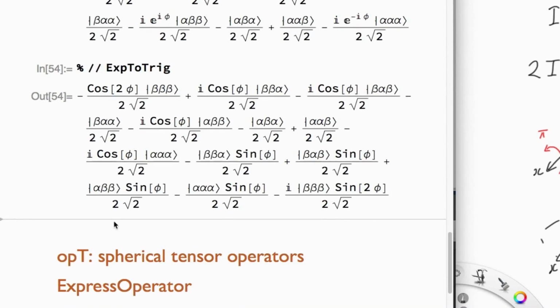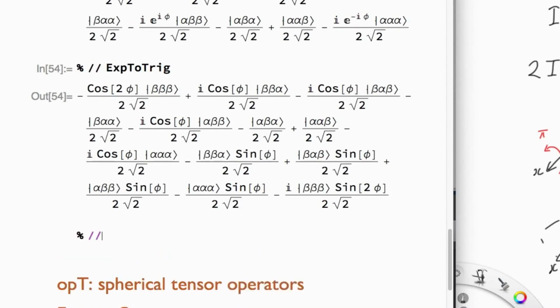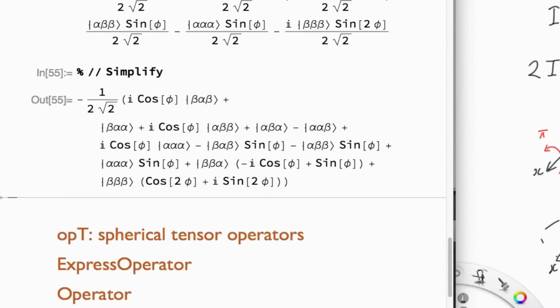And we could also ask Mathematica to have a go at simplifying that. So it puts it in a rather simpler form. And then Mathematica finds some rather useful factorization of that expression. So this is the sort of thing that Mathematica is very good at and which helps us in spin dynamical computations.